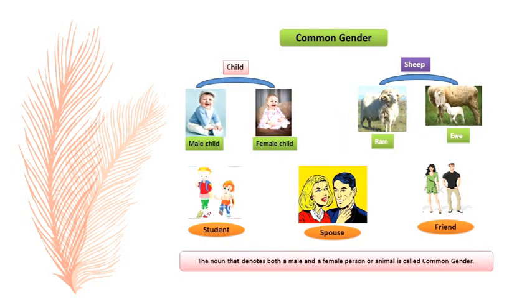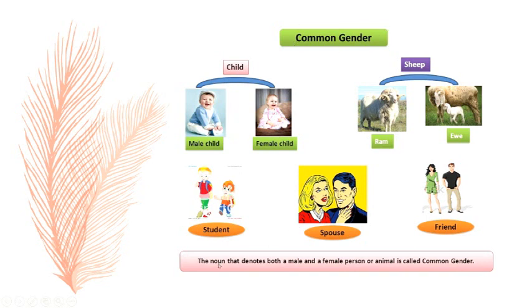Common gender, viewers, common means any noun word, for example, child. When you speak about a child, child can be a male child, it can be a boy, masculine gender, it can be a female child, which is a feminine gender. So this child word as a noun belongs to the category of common gender noun.